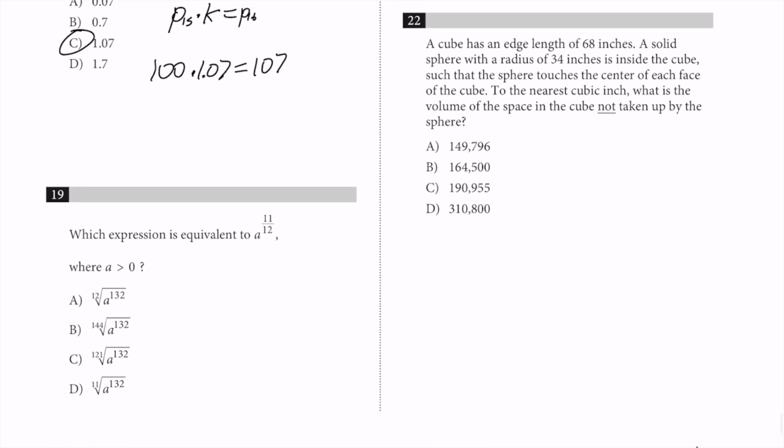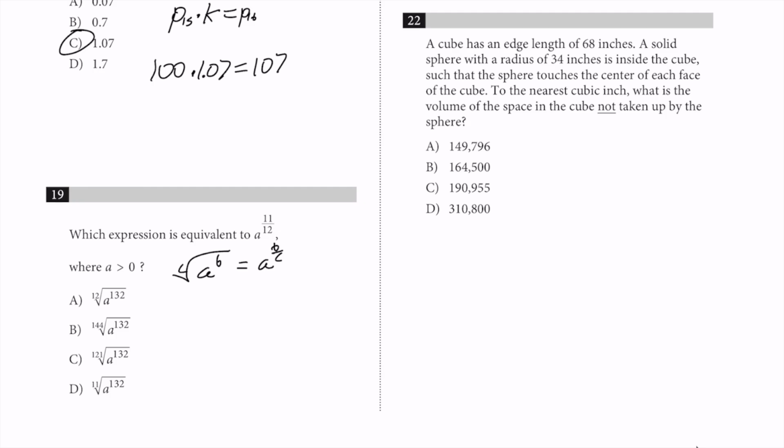Question 19. Which expression is equivalent to a to the 11 over 12? So what we need to remember for this question is, when you look at our answer choices, we have a to the something and then some other root of that. When we have that, we need to know that it's equivalent. So a to the b root c is equal to a to the b over c, right?